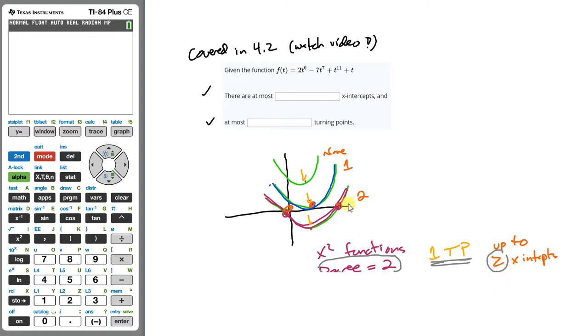It could be less, like in this case here, this is an x squared function, but only has one x-intercept. This has no x-intercepts. But this guy has 2 x-intercepts. Okay? You can get as many x-intercepts as your degree is in your function. So that should help you answer this question. Okay? All right, so let's go on.